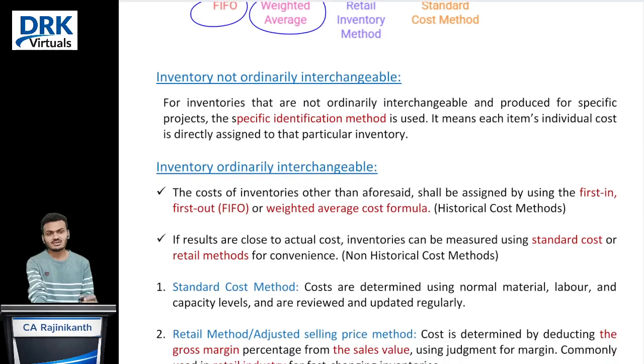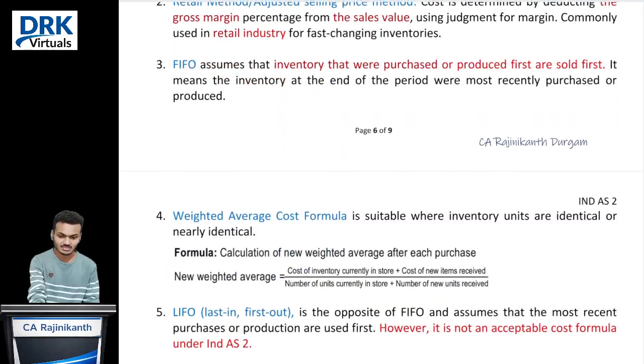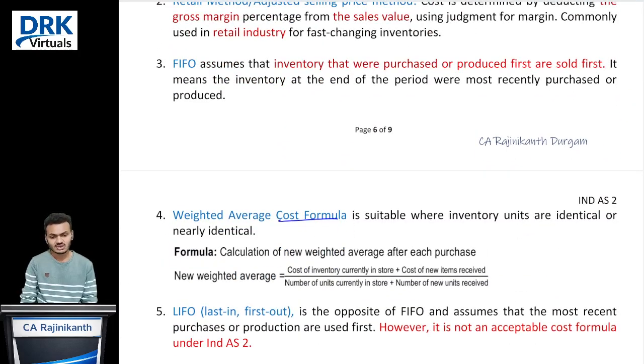FIFO means what, sir? Whatever inventory we produced or purchased first is sold or issued to the next process first, and the remaining inventory in our godown is the most recently purchased or most recently produced material, right? And as per weighted average cost formula, you take the total cost in the numerator and the total quantity in the denominator. You will get the per unit cost. So that is the cost per unit at which we can measure our quantity of inventory, right?